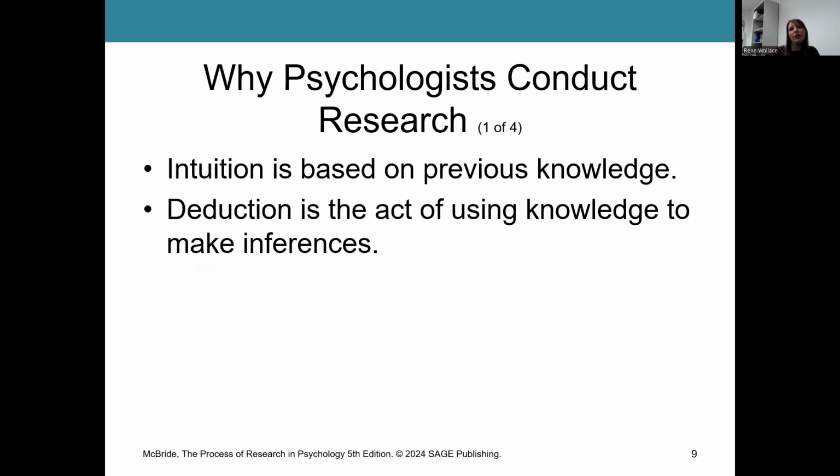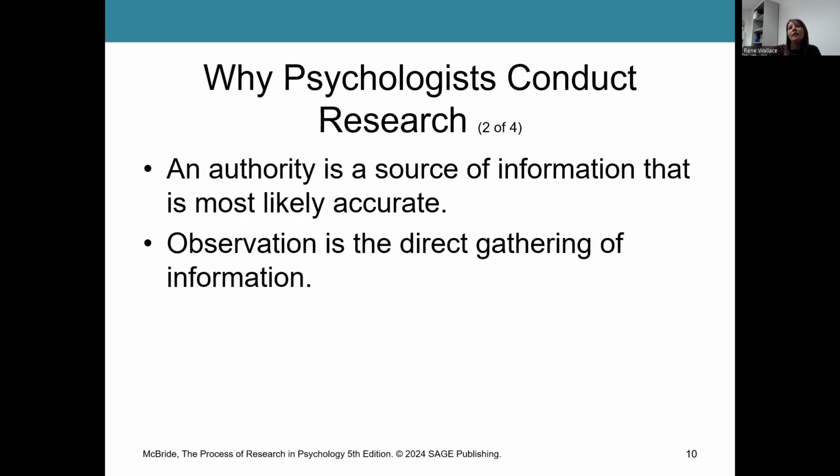Deduction is the act of using knowledge to make inferences, like my dog example. The authority is the source of information that's most likely accurate. They might not be accurate, and things change, right? Science is always changing. So if I showed you a psychology textbook from 50 years ago, some of the things that we accepted from authority as true 50 years ago are not true in psychology anymore, even as a hard science. Same for some other areas of research or just living.